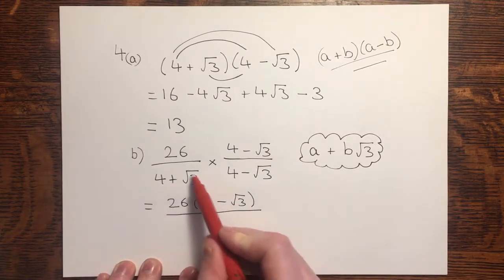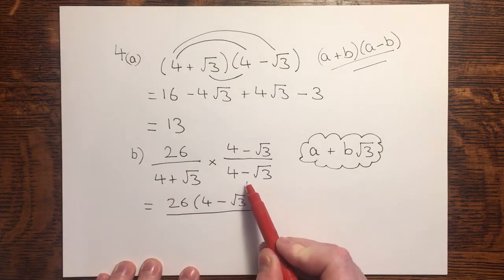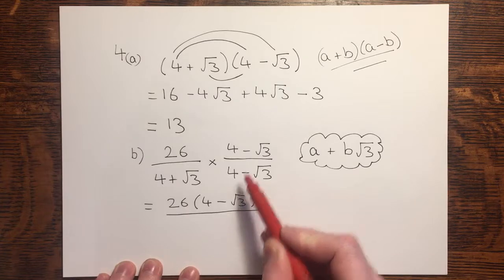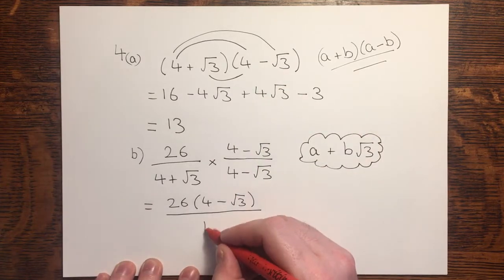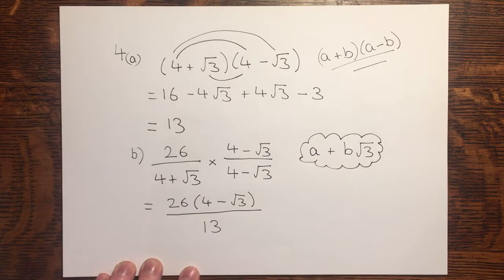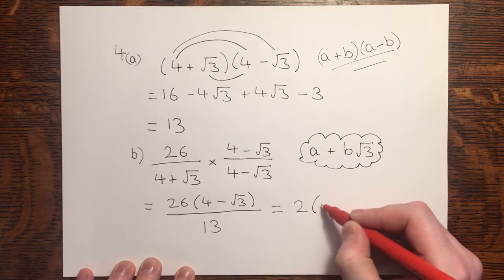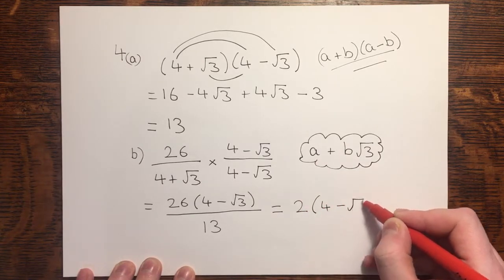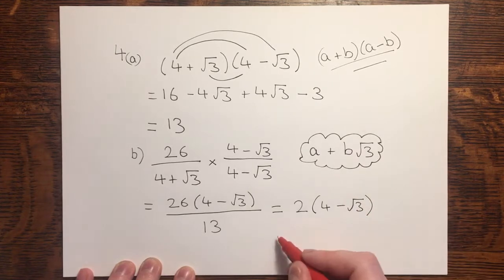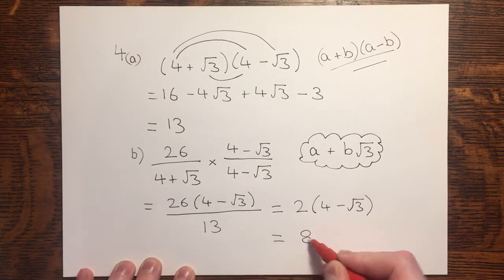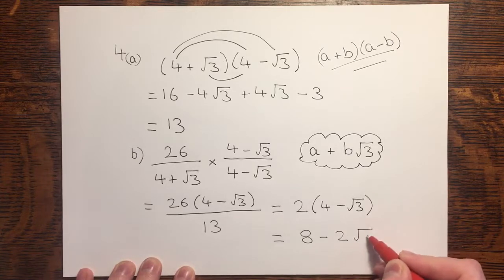And now I'd be timesing 4 plus root 3 by 4 minus root 3. But since this is part B, we actually worked that out in part A, and we can just use the answer that we've got there. In order to continue, I'm going to simplify this fraction, because 26 is divisible by 13, to give us 2 times by 4 minus root 3, which we can expand to get as 8 minus 2 root 3.